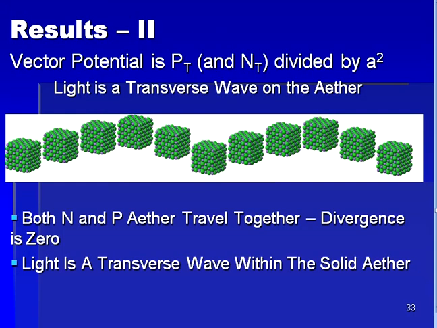A second result of the model presented here is that we can now also answer the question of what the vector potential is. The vector potential is the transverse component of the displacement of the attached ether, for both the negative and positive cases. As we saw earlier, both the negative and positive ether have the same equation of motion for their transverse displacements. We can also identify light as a transverse wave on the ether, which is crudely shown in the diagram here. Both the positive and negative ether will move together in light waves, and since the ether is a solid, transversely polarized waves are supported in the usual way.